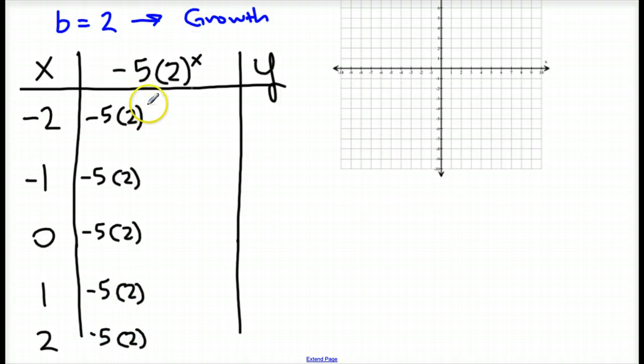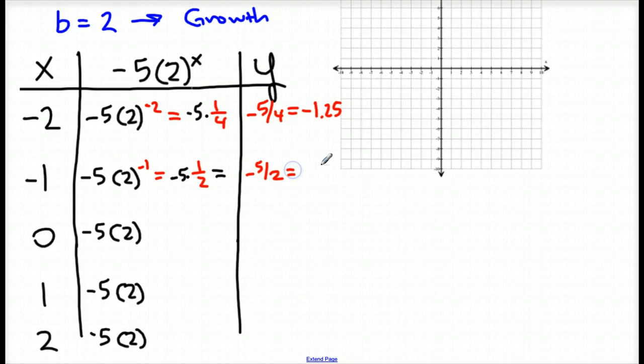Okay, so when I plug in -2 first of all, 2 to the -2 power is 1/4, and then when I take that times -5, I get -5/4. Or -5/4 as a decimal is -1.25. Okay, next I'm going to plug in -1. 2 to the -1 power is 1/2. -5 times 1/2 is -5/2, which is also the same as -2.5.